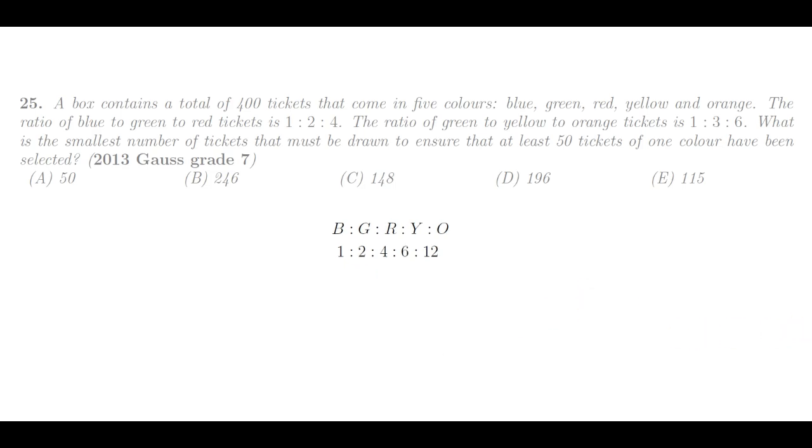So we know that blue to green to red to yellow to orange is 1 to 2 to 4 to 6 to 12, which means that we're dealing in groupings of 25 tickets with 1 blue, 2 green, and so on. Now, if we go back to our problem, we know that we had 400 tickets in total. They're grouped together in 25s. So we have 16 groups, which means that we can go back to our ratio and multiply everything by 16 to get the actual numbers of tickets within each group.